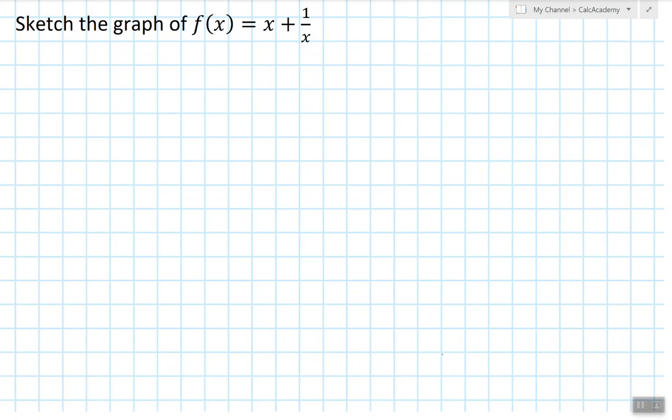In this video, I will show how to sketch the graph of a function using calculus. So first we want to obtain as much information about the function as possible without calculus. So always the first thing to consider is the domain of the function. The domain of this function is all real numbers except 0, because at 0 this function is not defined.